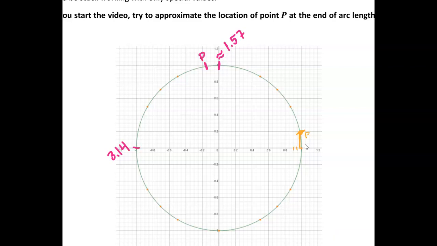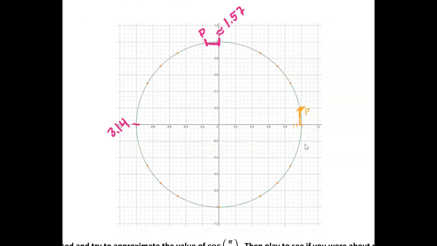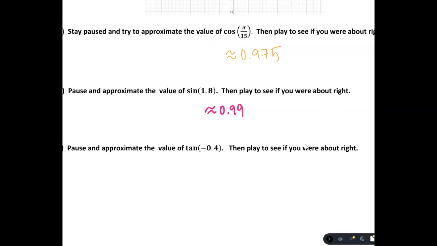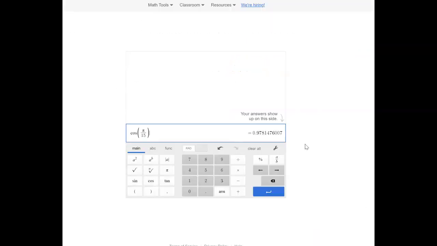We were trying to estimate the value of sine. So remember, sine is the y value. So I'm going across and I'm seeing kind of the same thing as last time. It looks really close to 1. So I'm going to say that it looks like it's about 0.99 to me, the way I drew mine. That's definitely an estimate. And we're just trying to make sure that you have a good sense of how things are working on the unit circle.